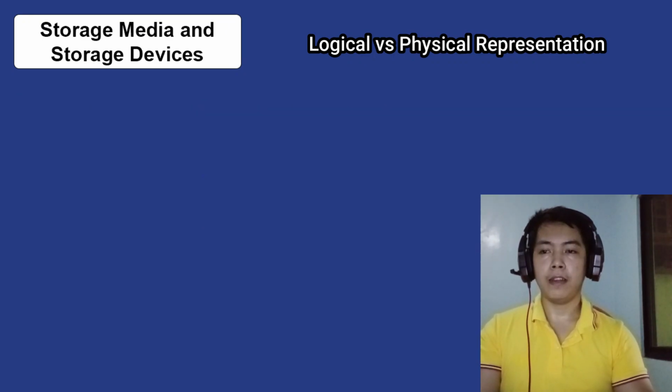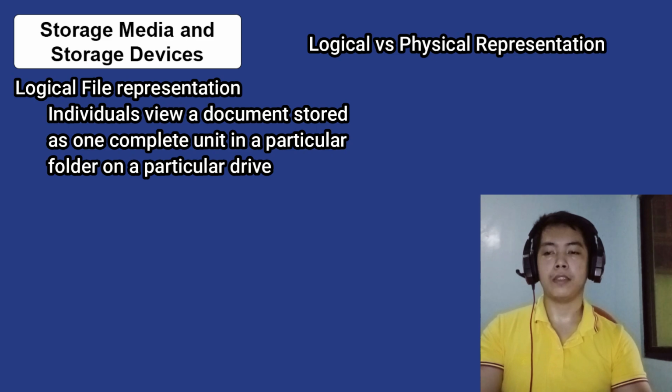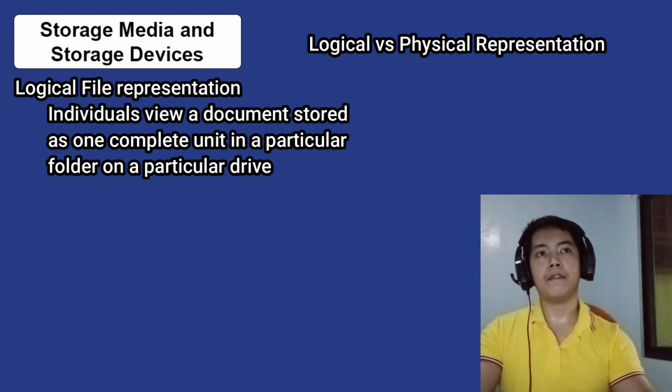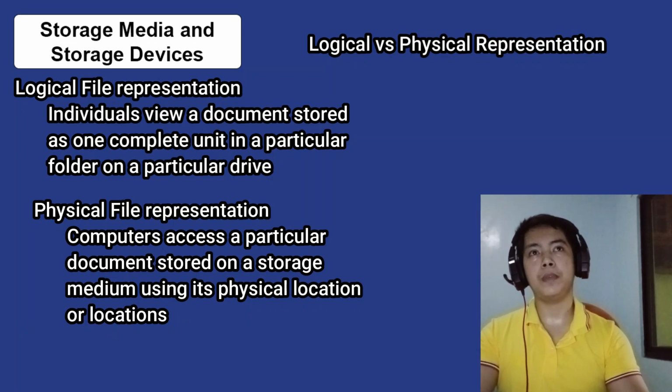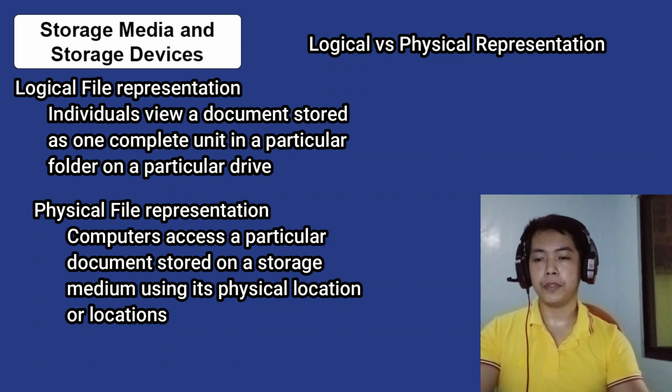So back to logical file representation versus physical file representation. Logical file representation is an individual's view of a document stored as one complete unit in a particular folder on a particular drive. A file that you have in your computer, like in your drive C, is a logical file representation. Physical file representation: computers access a particular document stored on a storage medium using its physical location. So if you have a USB plugged into your computer, it will have its own location path.